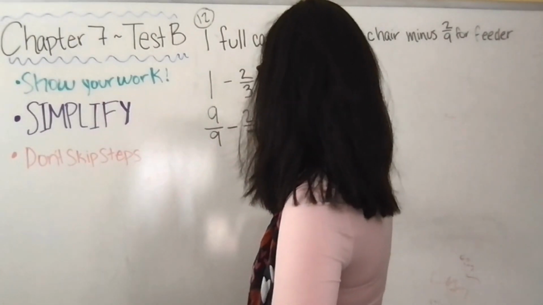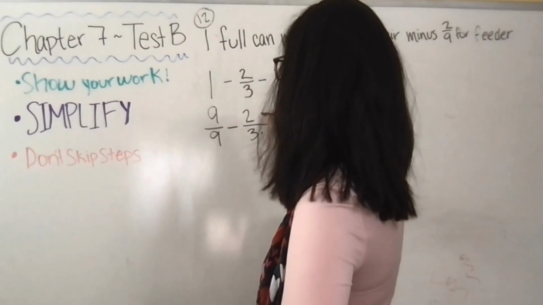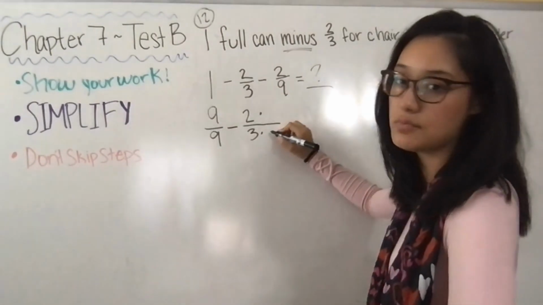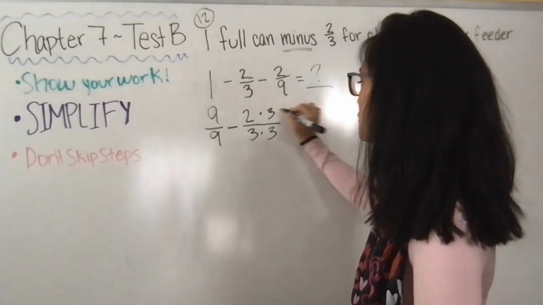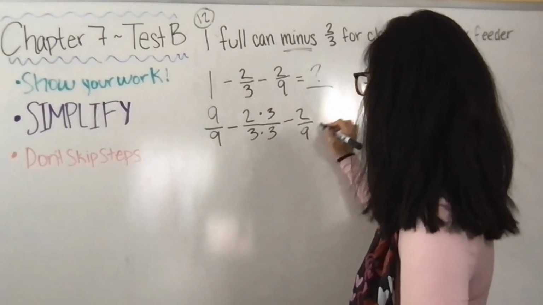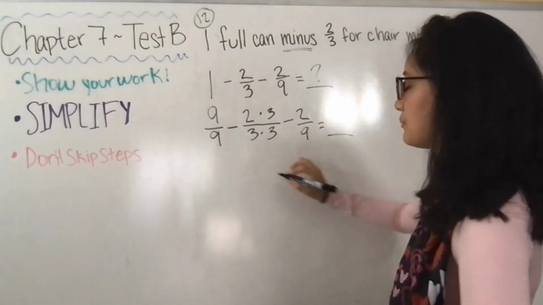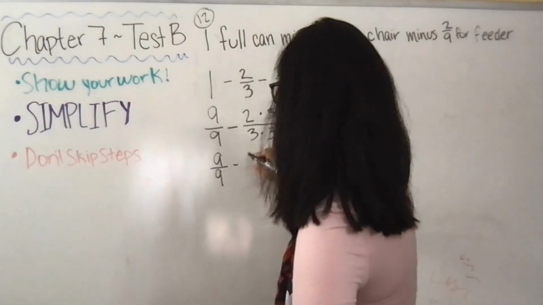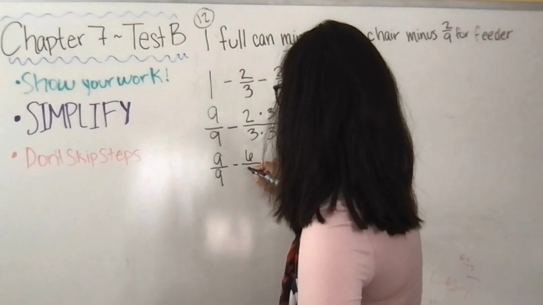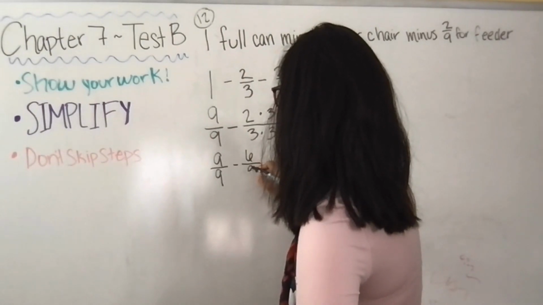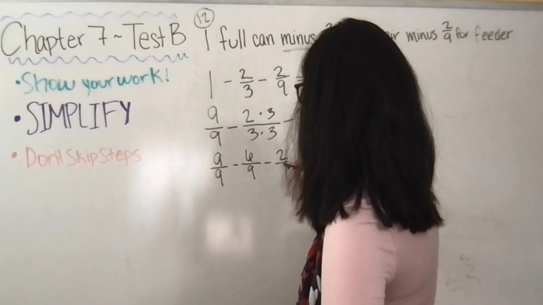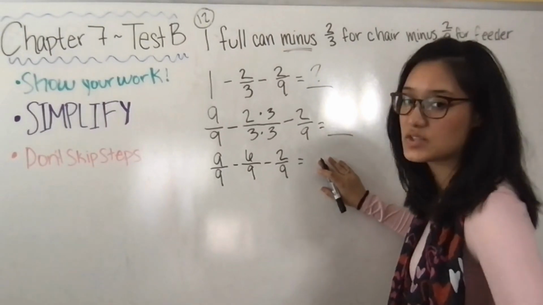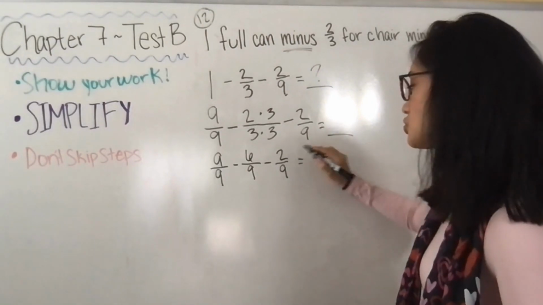Minus 2/3. But we have to make this the common denominator of 9. So how many times does 3 go into 9? 3 times, because 3 times 3 is 9. Minus 2/9 equals what? Simplify your problem. So 9/9 minus 2 times 3 is 6, 3 times 3 is 9, minus 2/9 equals what? 9 minus 6 is 3. 3 minus 2 is 1.